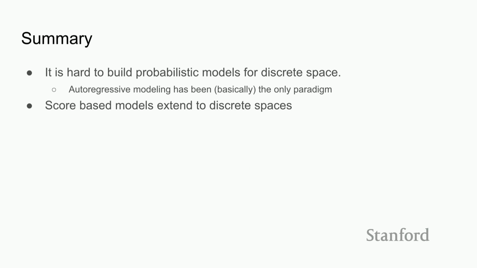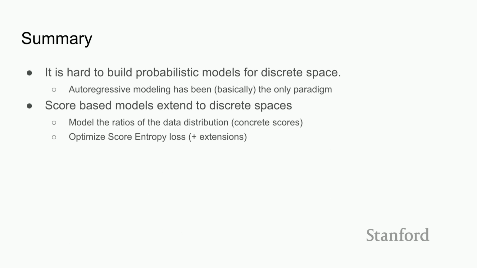The idea here is that we can extend score-based models to discrete spaces. We can do this by, instead of modeling the gradients of the data distribution, modeling the ratios of the data distribution, also known as the concrete score. We optimize this new score matching loss called score entropy, which also has denoising and implicit variants that make it tractable.